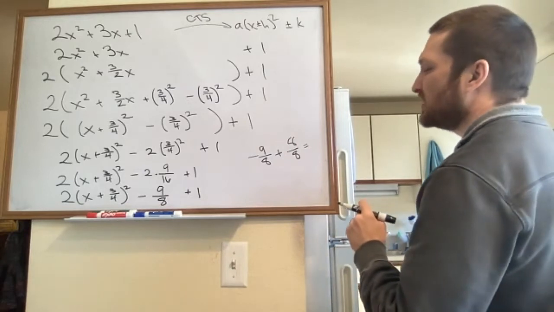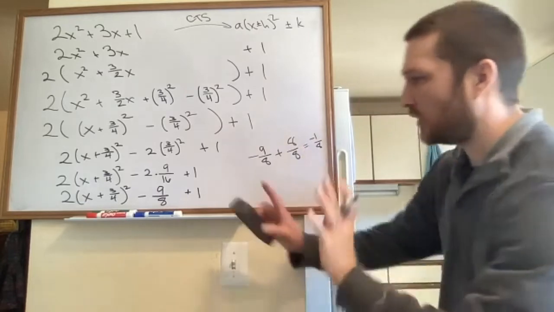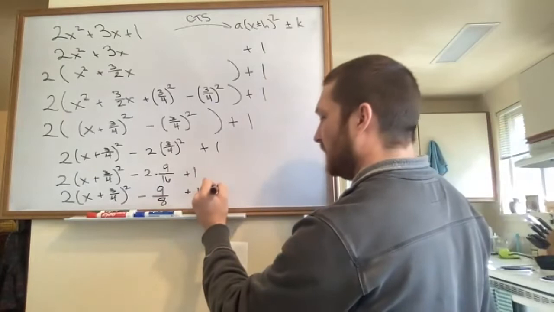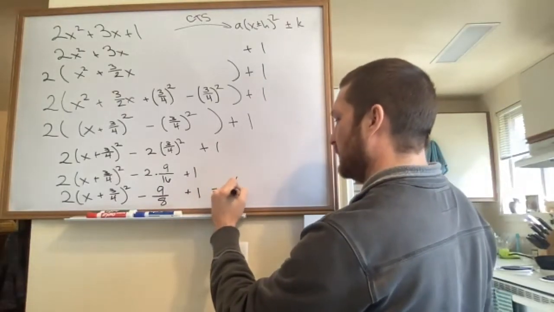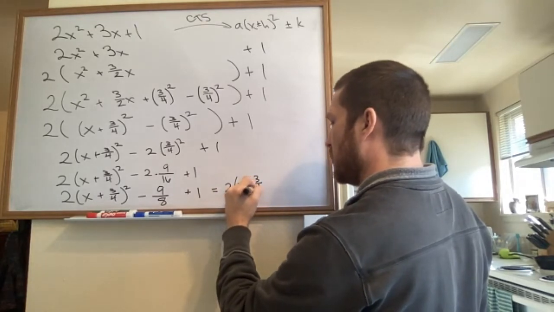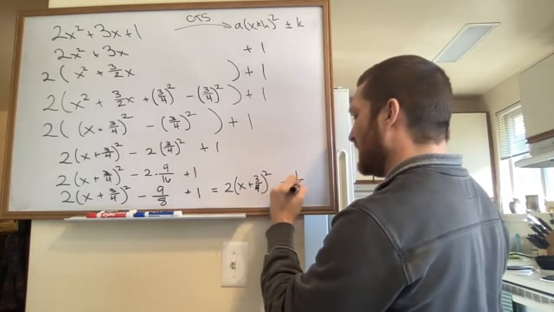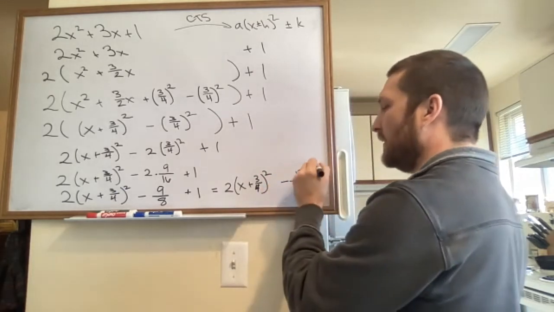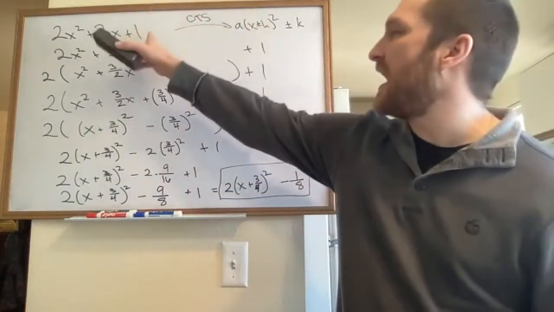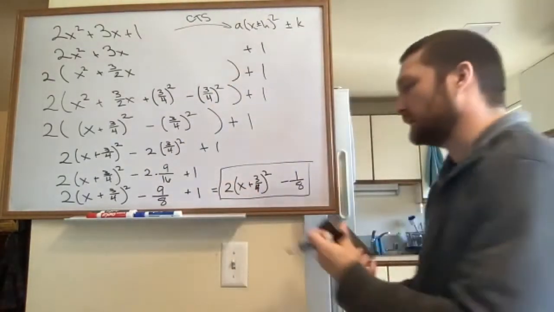1 plus 1? Minus 1. Minus 1/8. Okay, so I'm going to write all of that right here. We have our final answer, 2x plus 3/4, oops, 3/4 squared minus 1/8. I claim that this is exactly equal to that thing right there. I'm going to check it. Can I erase all this work? Yeah. Okay, so here we go.